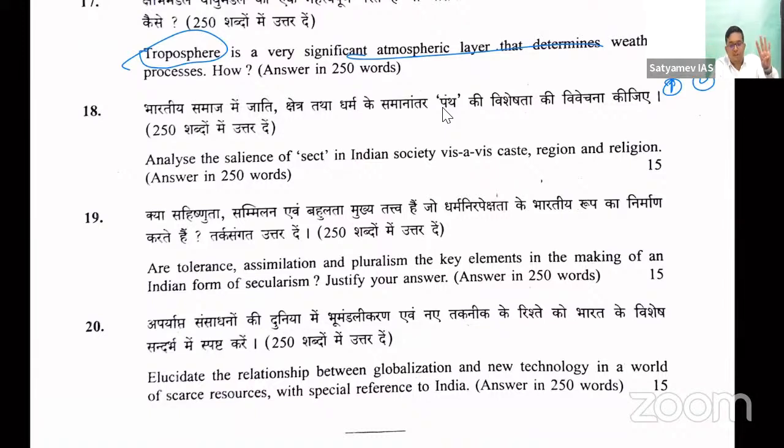So these three: you'll have to talk about sect vis-a-vis caste, sect vis-a-vis region, and sect vis-a-vis religion. And you will have to talk about the salience, you will have to analyze. So you will have to talk about their characteristics. When there will be groupings of caste, caste-based ideology will be prominent in that. Since caste is a closed grouping, it will be a very rigid grouping.